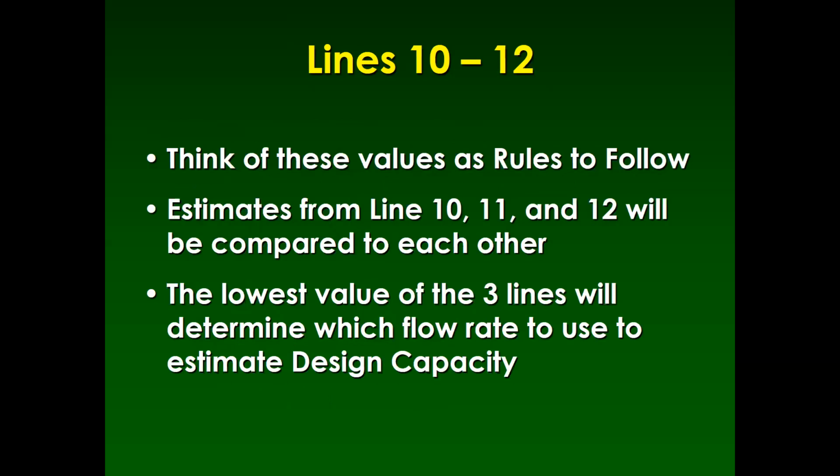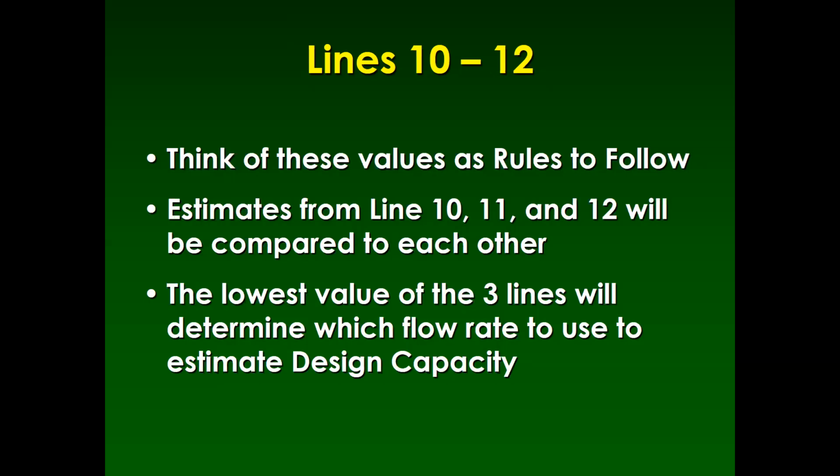So lines 10 through 12. Think of these values as our rules to follow. The first one: estimates from lines 10, 11, and 12 will be compared to each other, and the lowest value of the 3 lines will determine which flow rate to use to estimate our design capacity. So the first 3 lines are what we're gathering our data from, and out of those 3, we're going to use the lowest one.